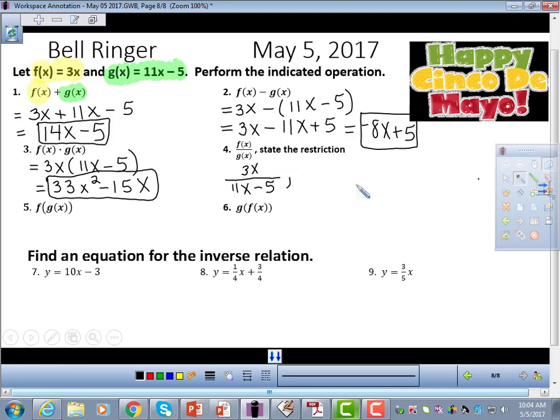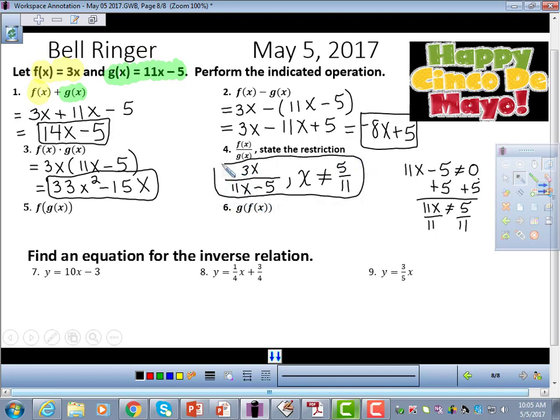We can state the restriction. So you take your denominator, 11x minus 5, and we know that it can never equal a 0. Add your 5. Divide by 11. So this shows me that my restriction is that x can never be 5 over 11. If it was, it would make me have a 0 on the bottom, which is mathematically illegal, right?